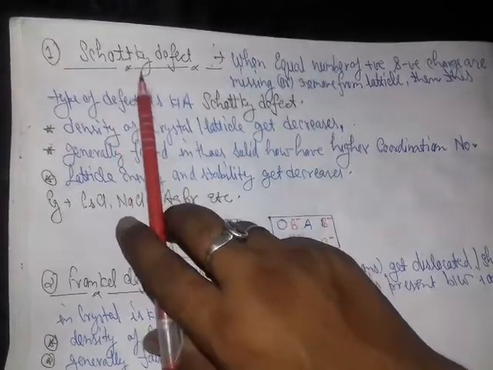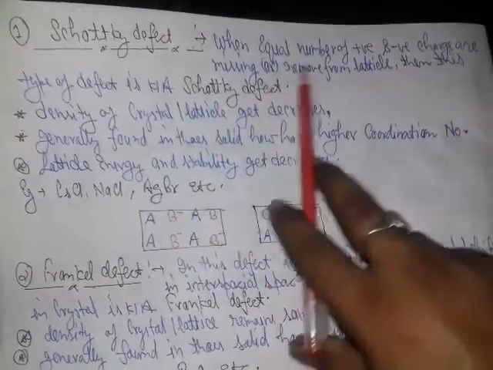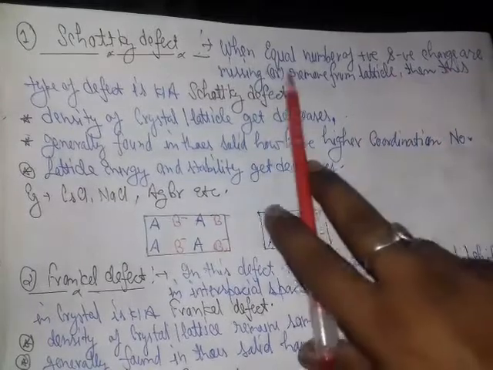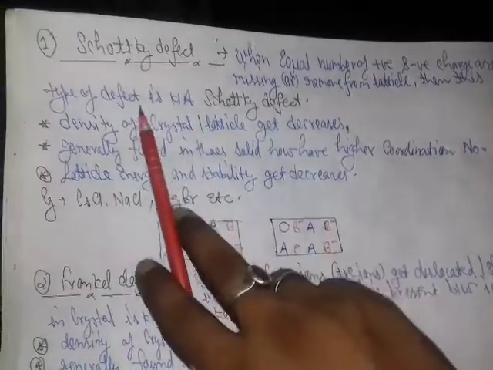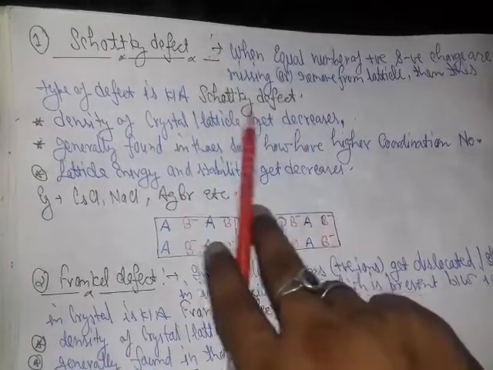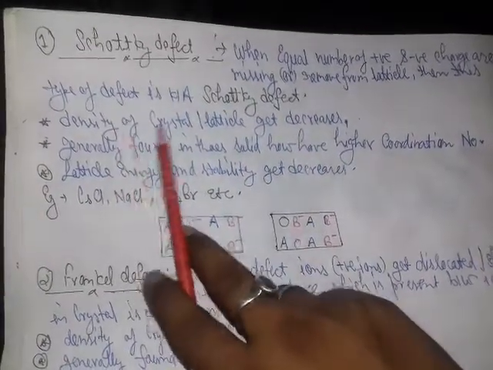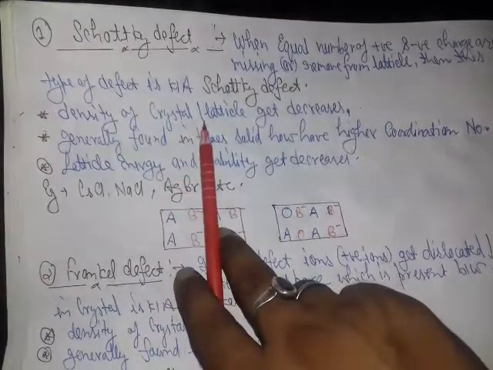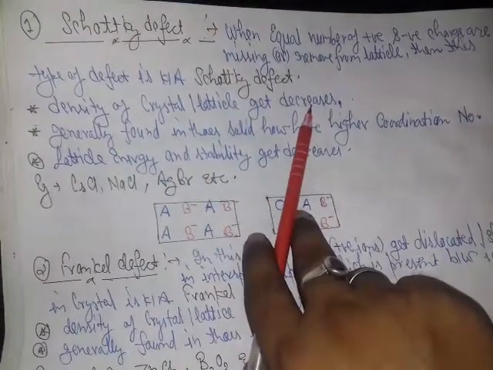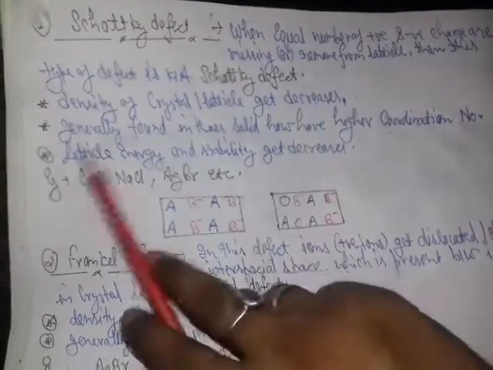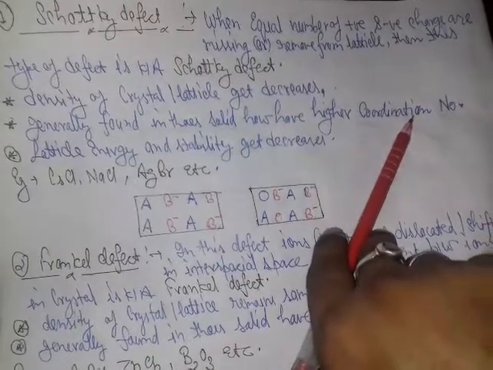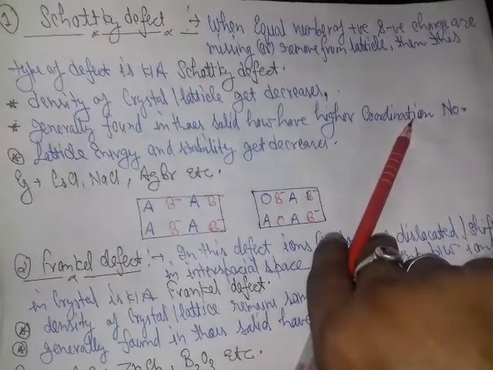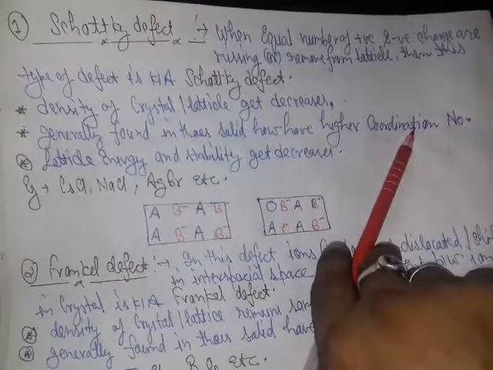We are going to the first type of defect in stoichiometry, that is Schottky defect. When an equal number of positive and negative ions are missing or removed from the lattice, then this type of defect developed in a crystal is known as Schottky defect. In this defect, the density of the lattice or crystal decreases because mass is left out from the crystal. It is generally found in those solids whose coordination number is greater, that is, coordination number 6 and 8 type of crystals show this type of defect.